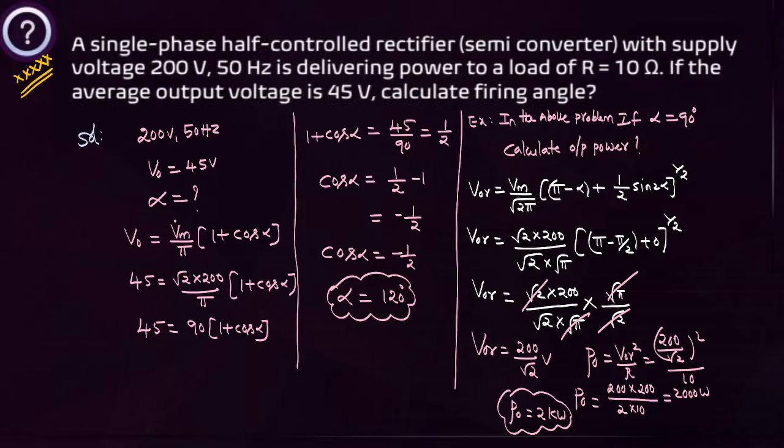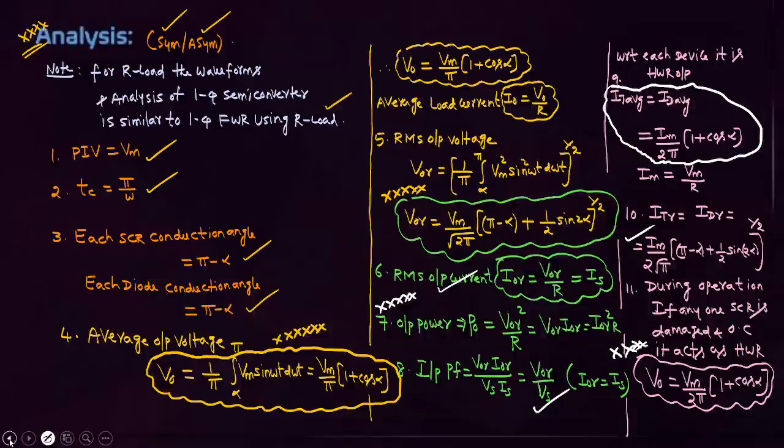Here the firing angle is asked. Average output voltage is given, then firing angle equals 120 degrees. In the above problem, if the firing angle is 90 degrees, calculate the RMS output voltage. This is the RMS output voltage. If they ask for the output power, then you have to do V naught RMS square by R. Just remember the configuration.